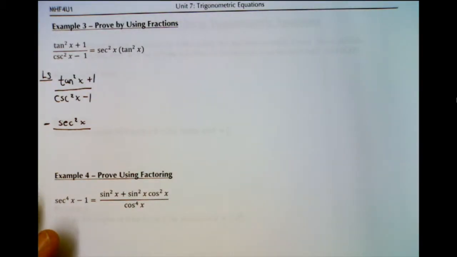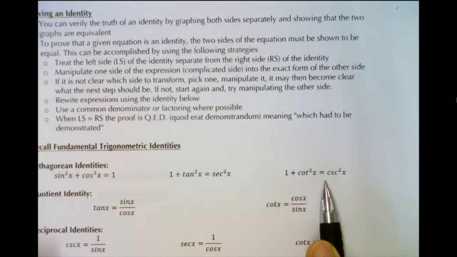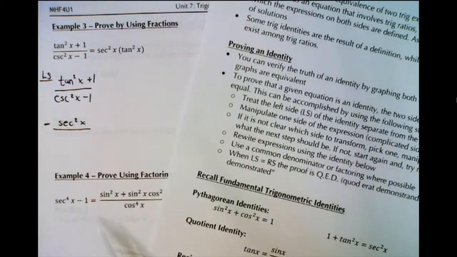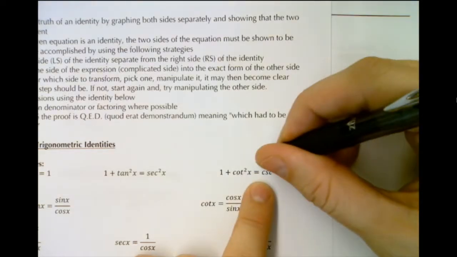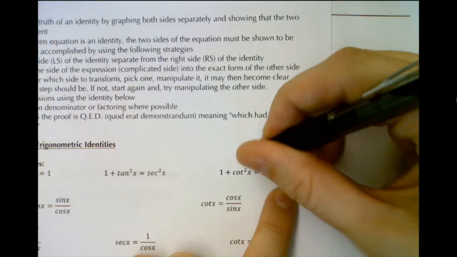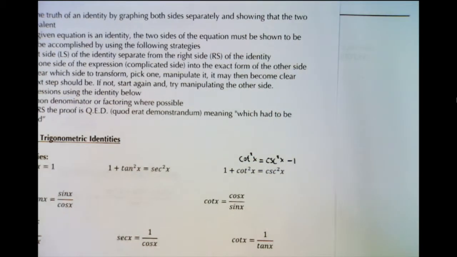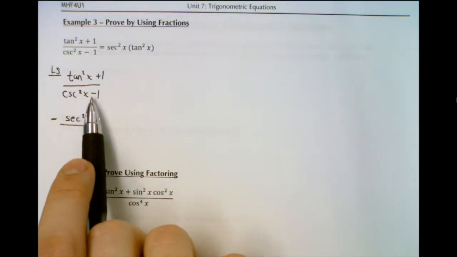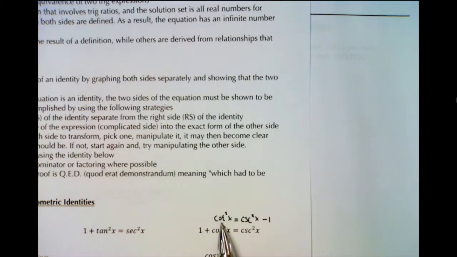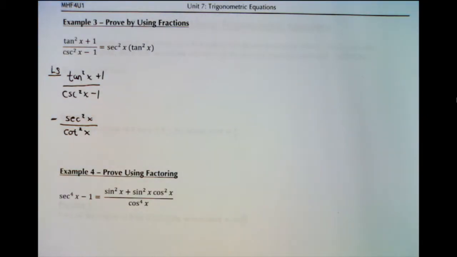Our denominator is also a version of the Pythagorean identity. But instead of 1 plus cotan squared x, we actually have cosecant squared x minus 1. If we look at this identity, we can rearrange it by subtracting 1 from both sides. And we end up with cotan squared x equals cosecant squared x minus 1, which is in fact what we have on the bottom here. So we can replace that with just cotan squared x. And now we have secant squared x over cotan squared x.